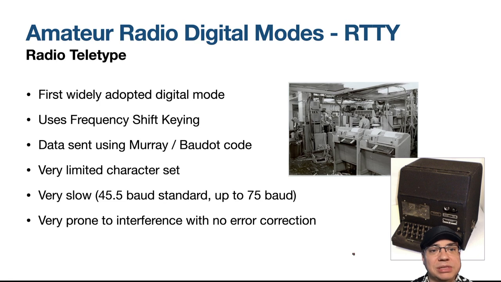One of the problems that we have with RTTY is it's very prone to interference and it has no error correction. That means the side that's receiving doesn't really know if there was an error in the transmission or something was missed. It has no way to request a retry. When you monitor RTTY on the radios, you just get random characters. You can just be listening to what sounds like static and you'll see random characters pop up.